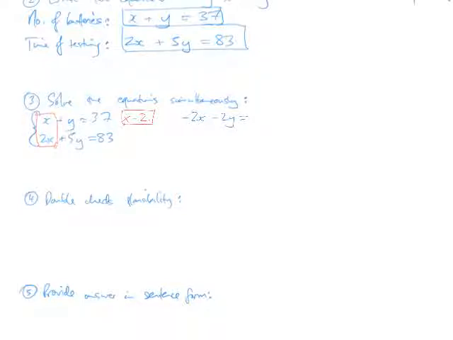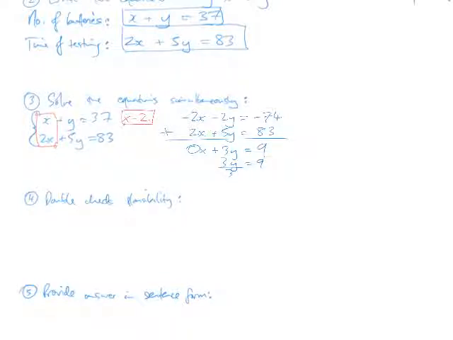Feeling a bit tired today, so I'm not going to do that in my head. 37 times -2 is -74. We haven't done anything to the bottom equation, so it's left at that. We can add them together now. -2x plus 2x is going to be 0x. -2y plus 5y is going to be +3y. -74 plus 83 is going to be 9. So we have 3y is equal to 9.